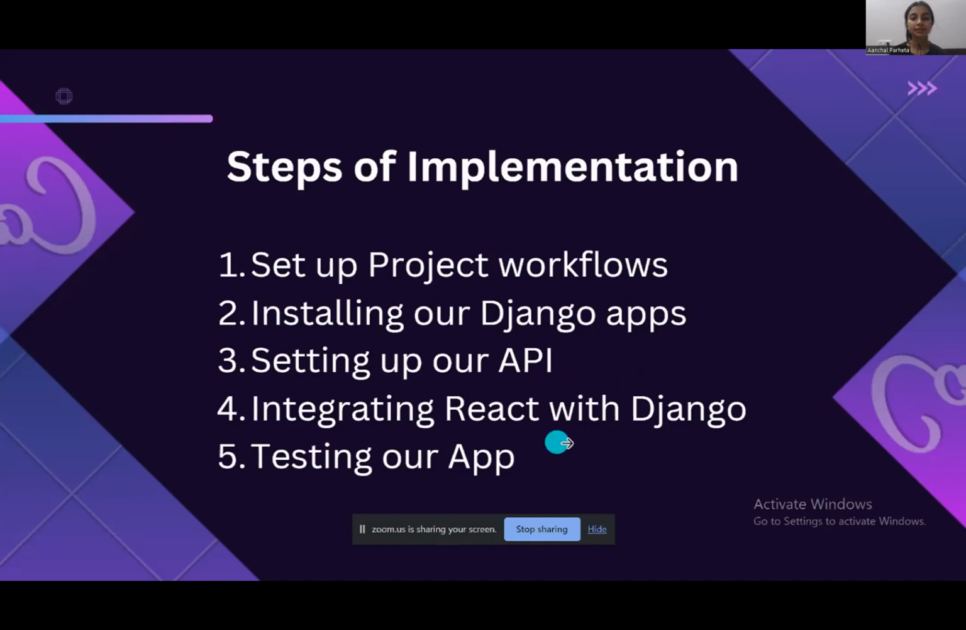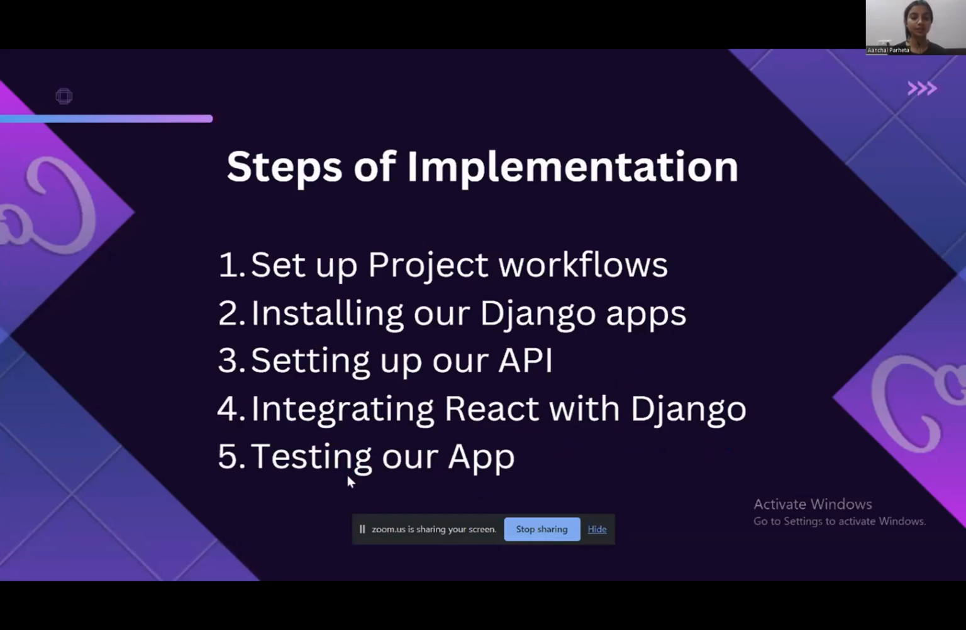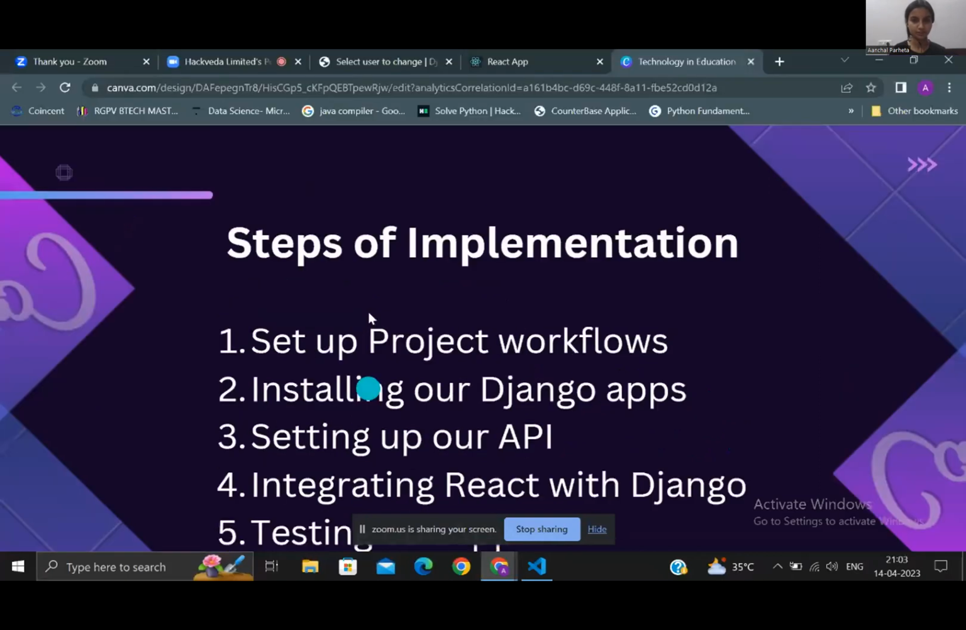Fourth is integrating React with Django. Here in the fourth step, I finally integrate the React front end with the Django backend, and testing our API. In this testing, I first open two windows. Let me show you the implementation. Wait a minute.